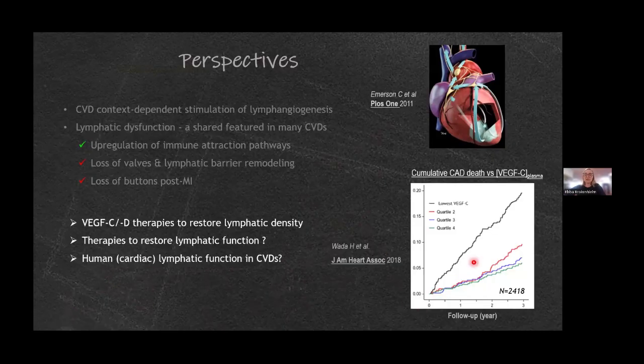The last thing I want to mention is that there was a very large prospective cohort analysis of coronary artery disease patients, and they found that very low levels of plasma VEGF-C were associated with worse outcome. So indicating that maybe it's not only the cardiac lymphatics that will benefit from high VEGF-C, maybe it's systemic, but definitely I think further investigating the role of lymphatics in cardiovascular diseases is most intriguing.